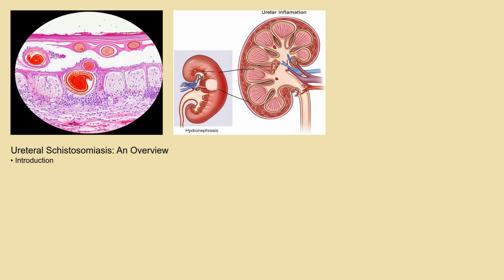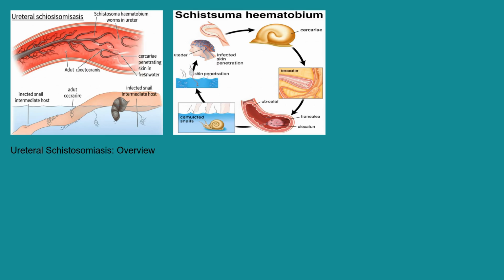Hello and welcome. Today we'll be exploring a fascinating yet often overlooked disease that can significantly impact the urinary system, ureteral schistosomiasis. Ureteral schistosomiasis is primarily caused by infection with parasitic worms of the genus Schistosoma, specifically Schistosoma haematobium.